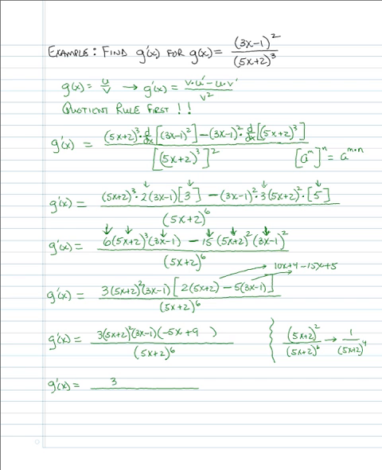So when I rewrite this, on top, all of the 5x plus 2 squared cancels. And so that's gone. I have 3x minus 1 and negative 5x plus 9 left. And on bottom, because of the cancellation of those 5x plus 2's, I just have 5x plus 2 to the fourth power. So that would be the final result of our derivative, which of course was quite extensive.